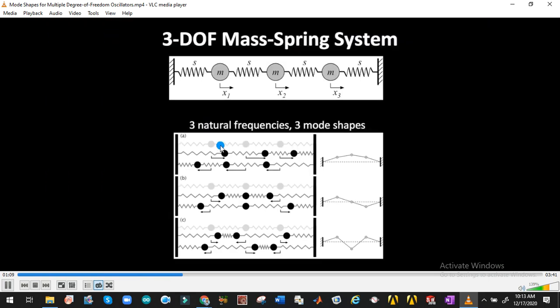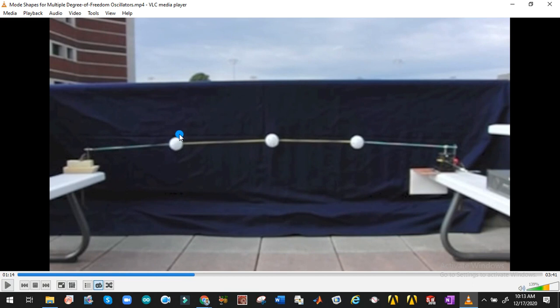A 3 degree of freedom mass spring system has 3 natural frequencies and 3 mode shapes. Okay, you can see here we have 3 masses. So here we will have 3 degrees of freedom. In the first mode all masses will move in the same direction. In the second mode we will have 3 nodes and 2 antinodes. And in the third mode we have 4 nodes and 3 antinodes.